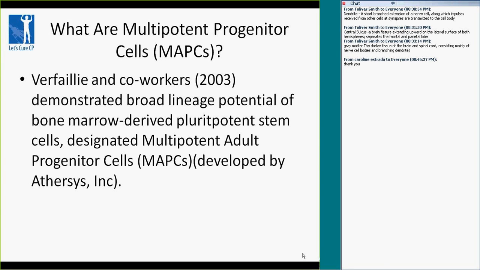MAPCs are another type of stem cell we're looking at. These are multipotent adult progenitor cells, adult stem cells. Verfaillie in 2003 demonstrated that bone marrow-derived stem cells can become many, many different types of cells. And since then, the company Athersys Incorporated, who we're working with, has been working with us and a number of other labs in using particular types of MAPCs in the treatment of cerebral palsy, spinal cord disorder, and stroke. Next slide, please.